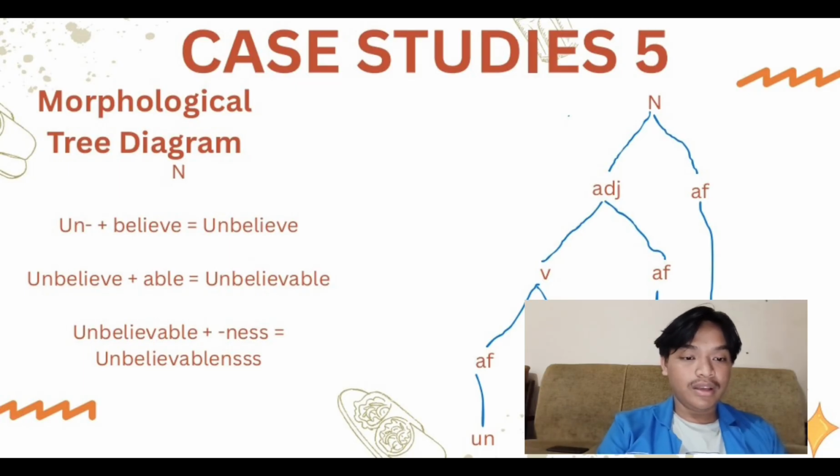Meaning and function summary. Each morpheme plays a different role in building the meaning. Able means capable or able to. Un means not. And ness means the state or quality. When combined, they give us a completely new meaning: the state of being unbelievable. It's a great example of how morphology helps us to see the relationship between word parts and their meaning.